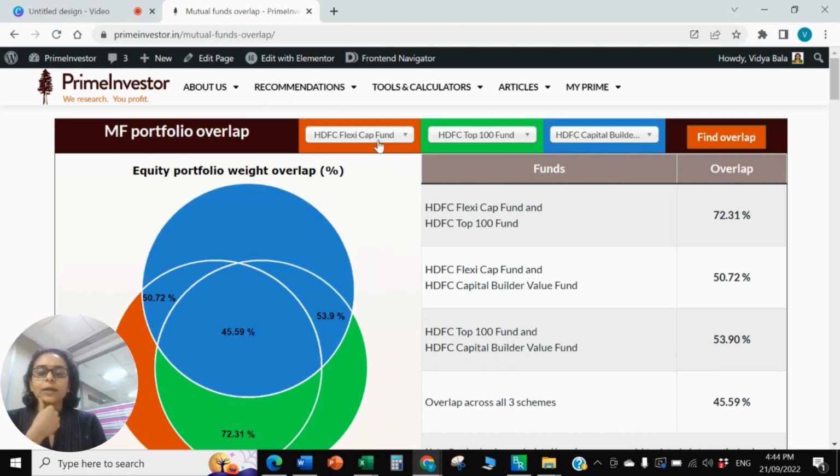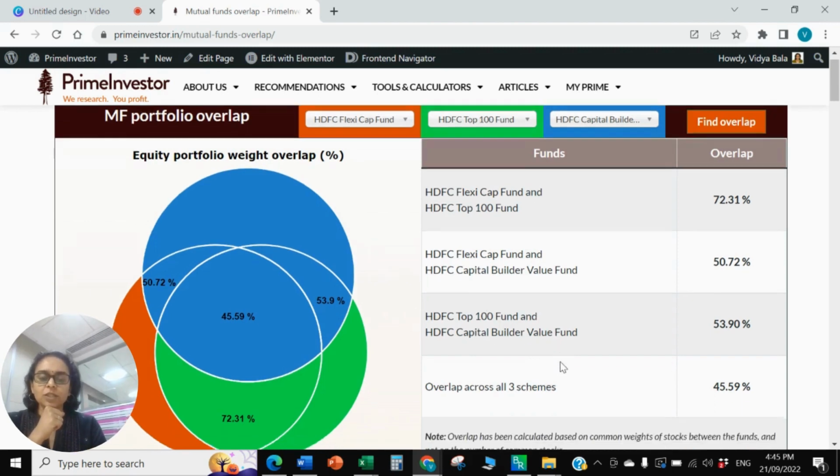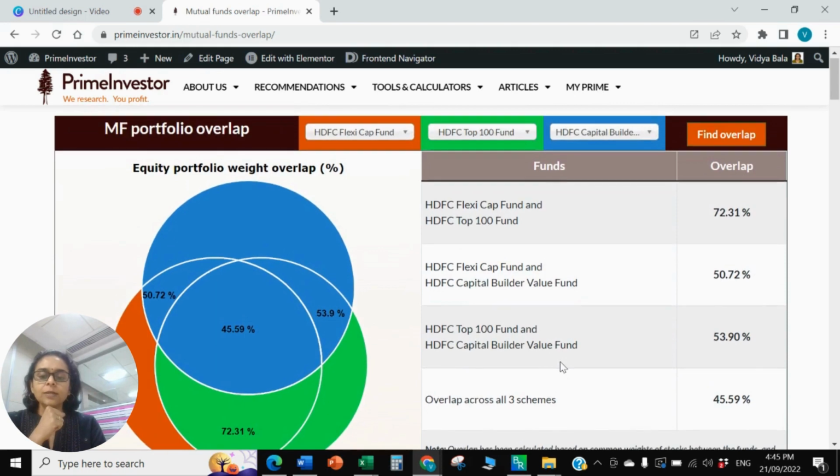Now I took three funds from the same fund house to show how a fund house pretty much spreads the same set of stocks across funds. I've taken Flexi Cap from HDFC, Top 100, and Capital Builder. You will see that in all three put together, this region, this Venn diagram, gives you the region of overlap in all three, which is a whopping 46%, right?